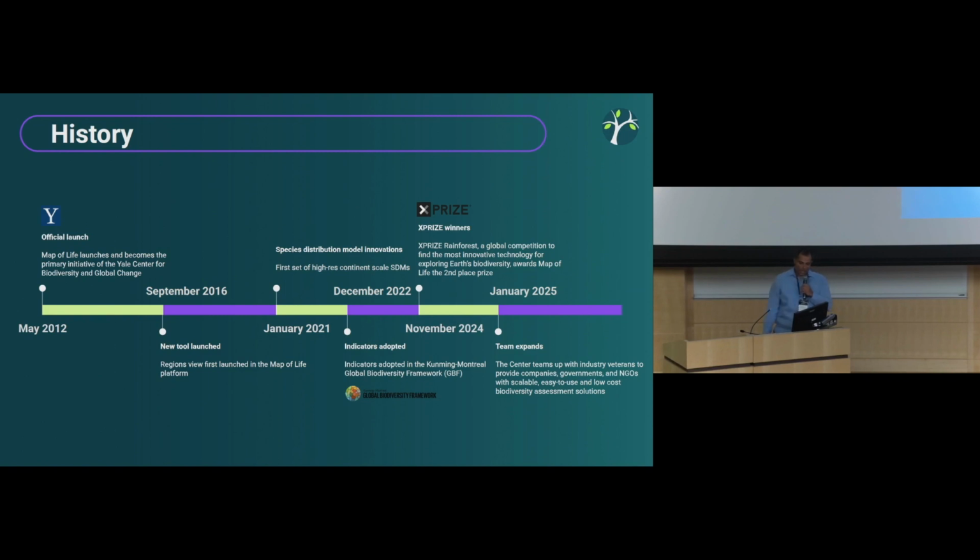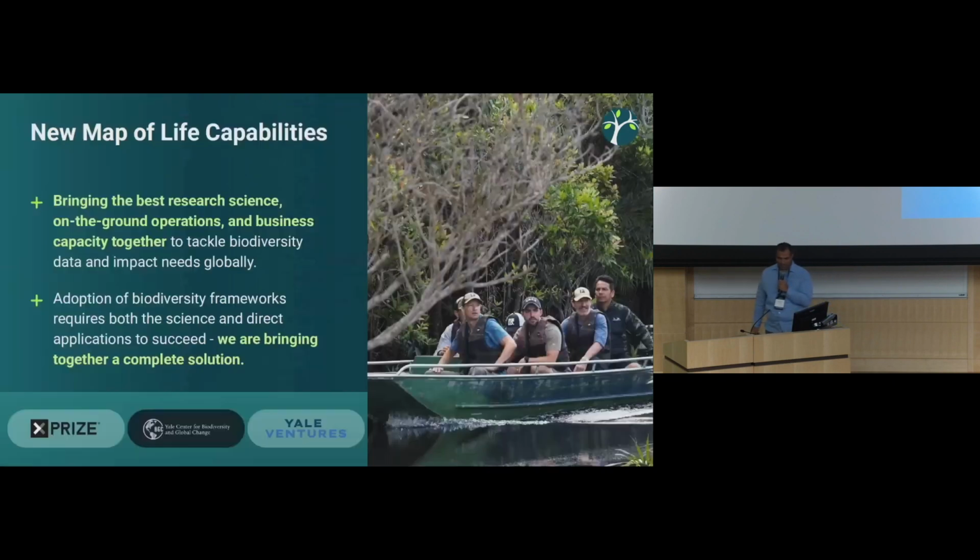In November 2024, after a 5-year-long competition, we were one of the winners of the XPRIZE Rainforest competition. We developed a really unique way of collecting biodiversity data almost semi-autonomously: acoustic data, eDNA data, and high-resolution imagery, giving a fast and cost-effective assessment of the state of biodiversity, and plugging that in with all the work and research we've done at Yale. Around January 2025, we launched the venture Map of Life Solutions, which is a Yale venture, and that's the one I'm here pitching today.